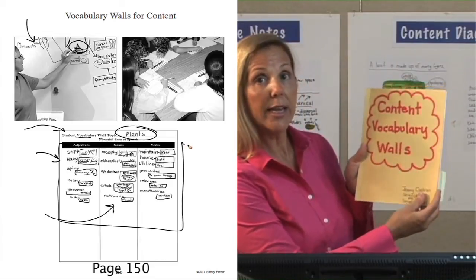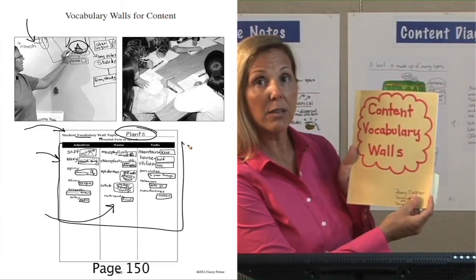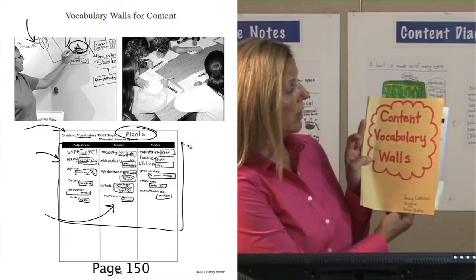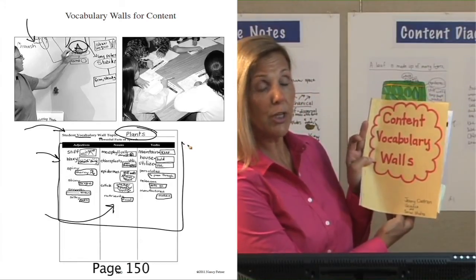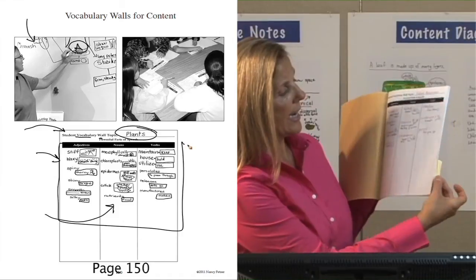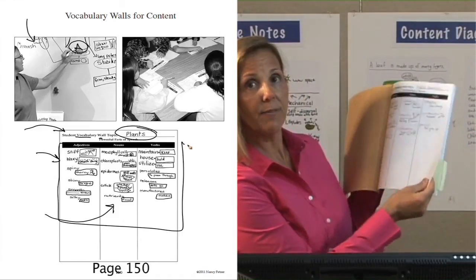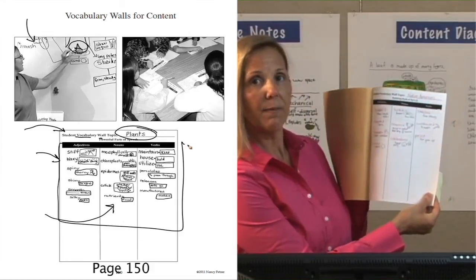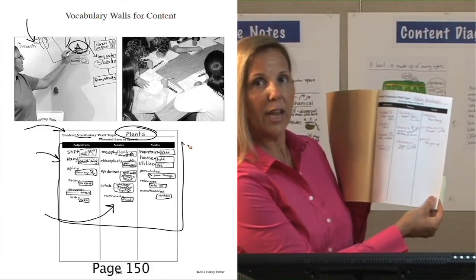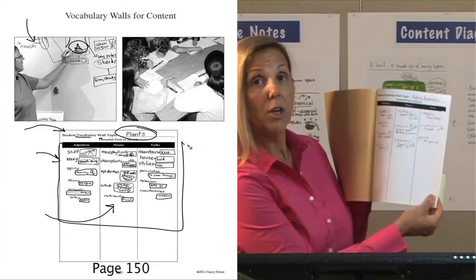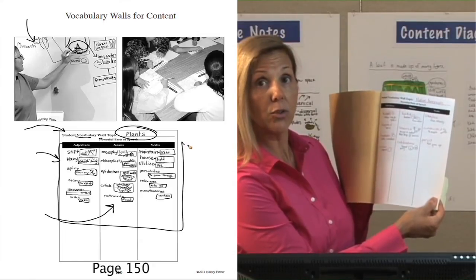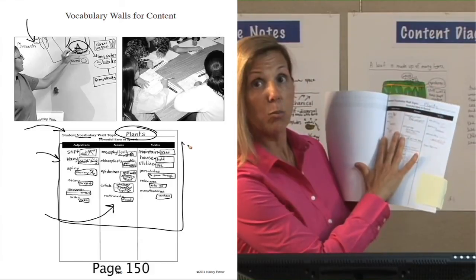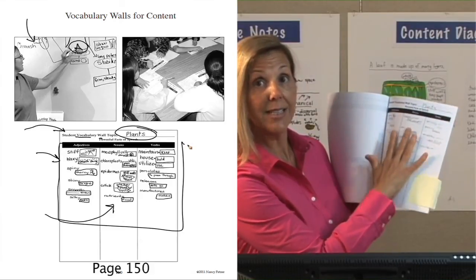What I do is I make many copies of the vocab walls. I staple them together into what we call a content vocabulary walls book for each student. Then I take a Post-it and I divide this booklet in half. That means that in the first half, these are my content vocabulary words that the students have for their units of study in social studies. The Post-it is where we're going to have our vocab walls for our units of study in science.